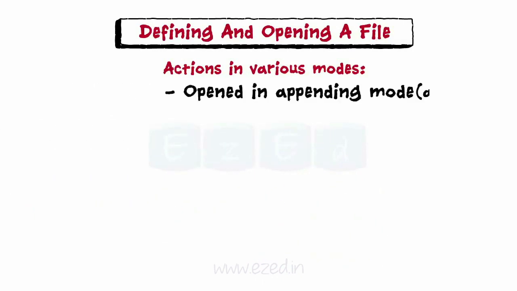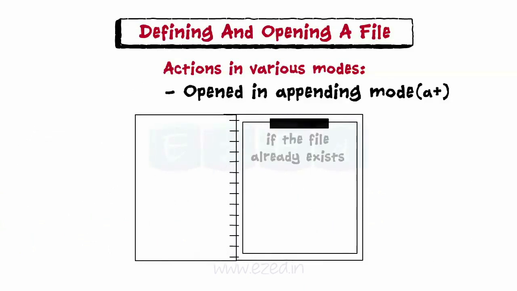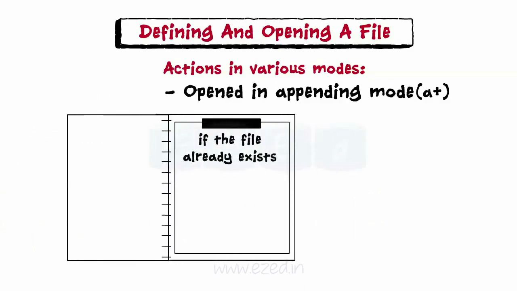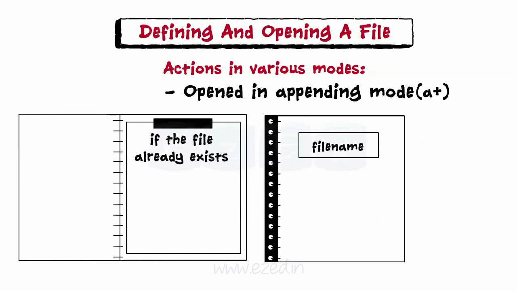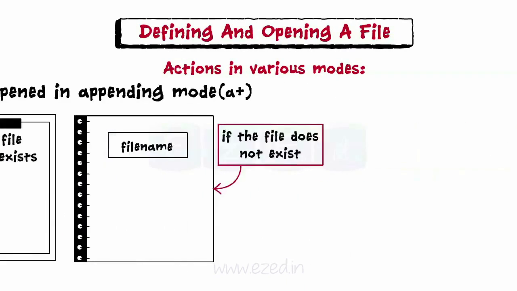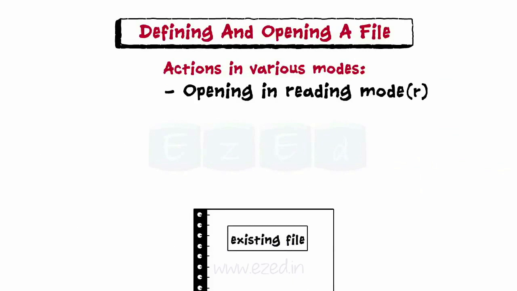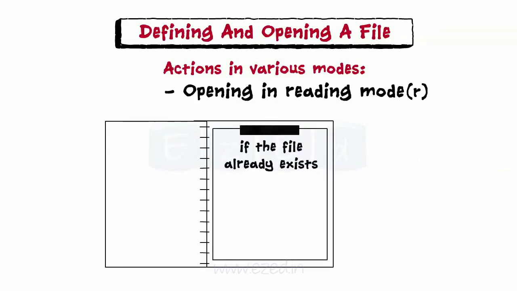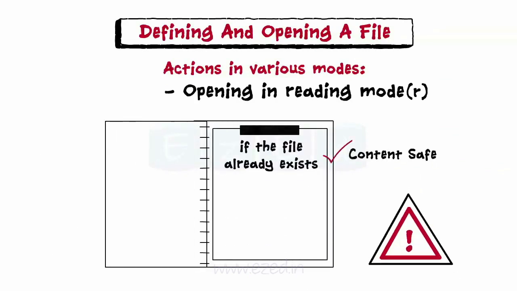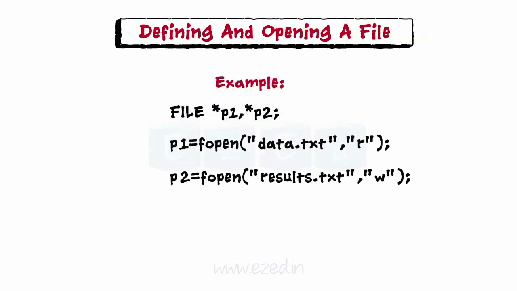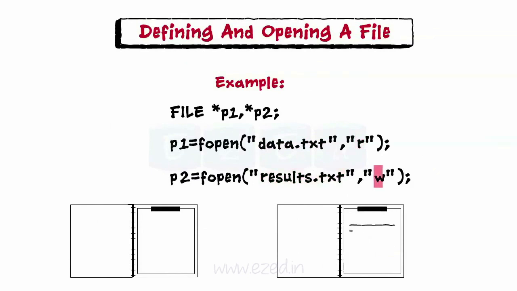2. When the file is opened in appending mode, the already existing file is opened with the contents saved. A file with the specified file name is created if the file does not exist. Third, if the mode is reading and the file already exists, then the file is opened with contents safe, otherwise an error occurs. In this example, the file data is opened for reading and results is opened for writing.